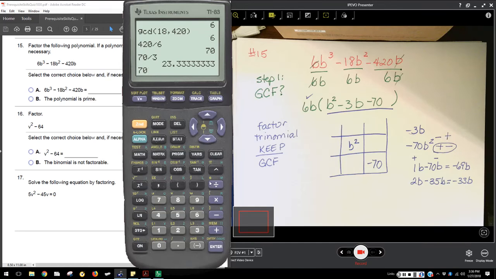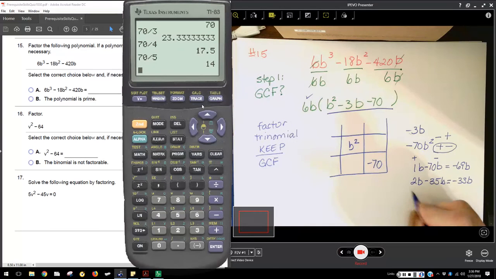70 divided by 4 didn't work because it comes out to be a decimal. But 70 can be divided by 5, and the other factor is 14. So that tells us that if we take 5b, which is positive, times negative 14b, that would give us negative 70b squared, and when we add them together, we get negative 9b. We're not there yet, but we're getting close.